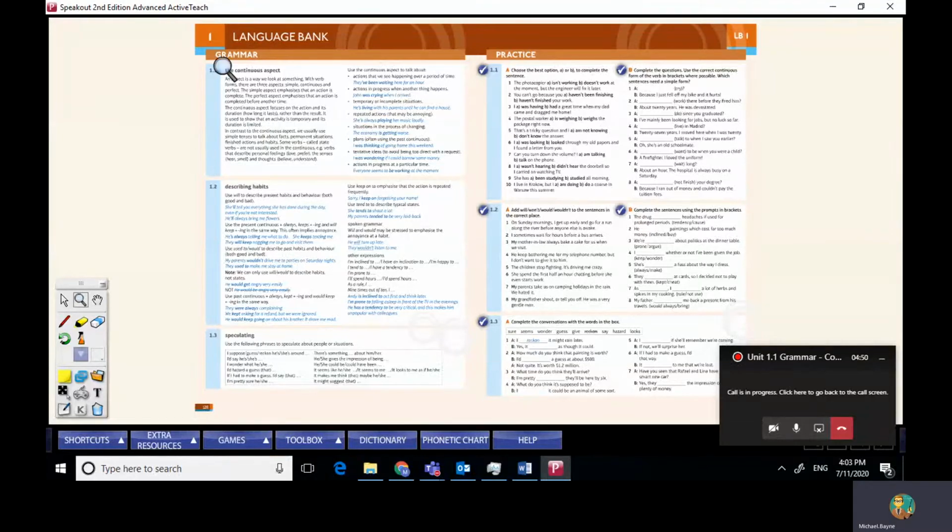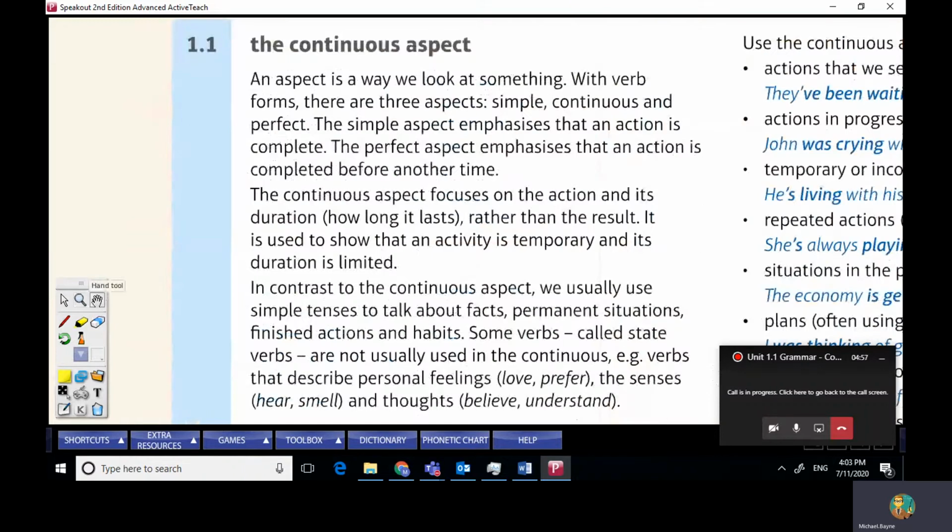Okay, we are on page 128 of your textbook, and we are going to focus on the continuous aspect of grammar. So first, it's important to understand what this word aspect means. Basically, an aspect is the way we look at something. And when we talk about verb tenses, we have three separate aspects. We have simple, continuous, and perfect. The simple aspect usually emphasizes that an action is complete.